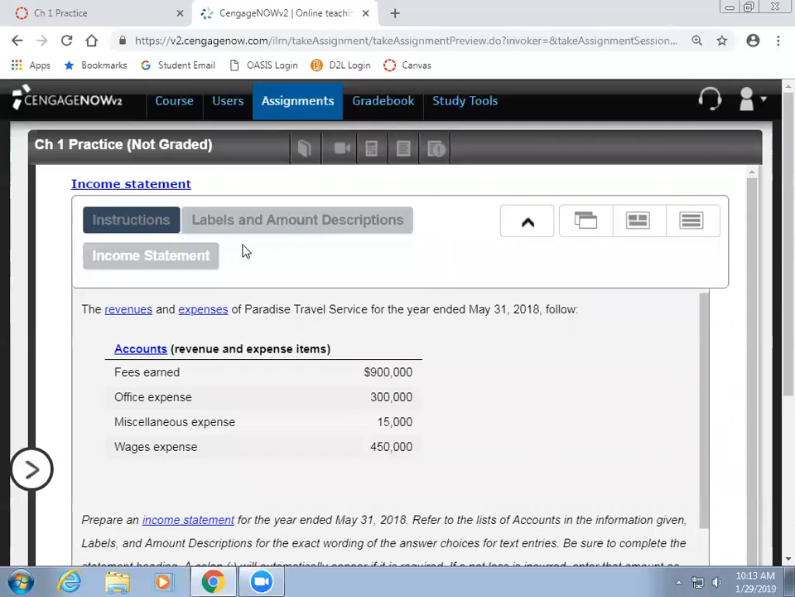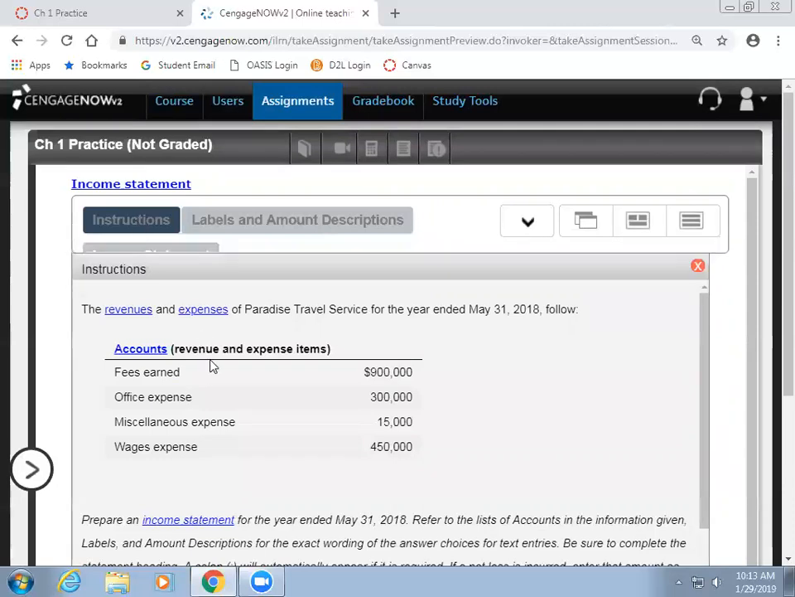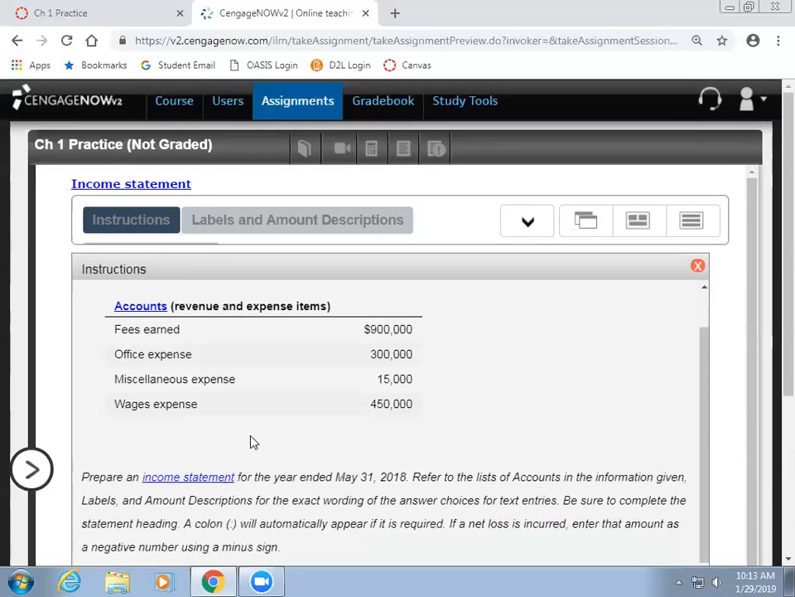So these are the little blank worksheet problems. They give us instructions. We're doing different numbers than what we just dealt with. I don't know why they can't give us the same ones, but we'll roll with it. So this is Paradise Travel for the year ended May 31st, and they show us fees earned of $900,000, which is our revenue. And then we have 3 expenses: office expense, miscellaneous expense, and wage expense. So they want us to prepare an income statement and choose the right labels and descriptions and headers to complete this.